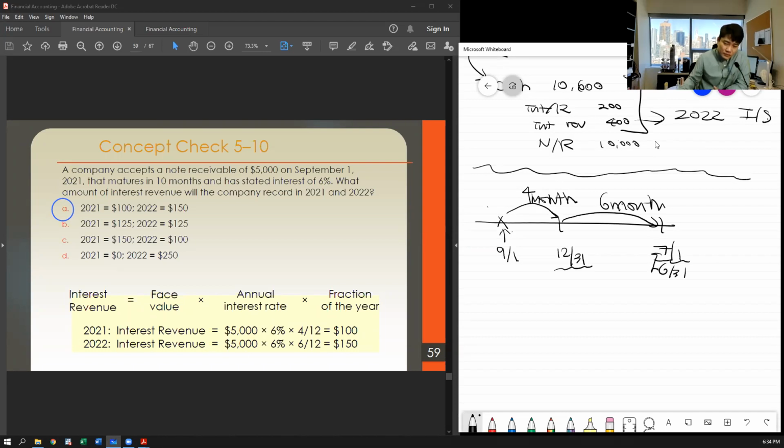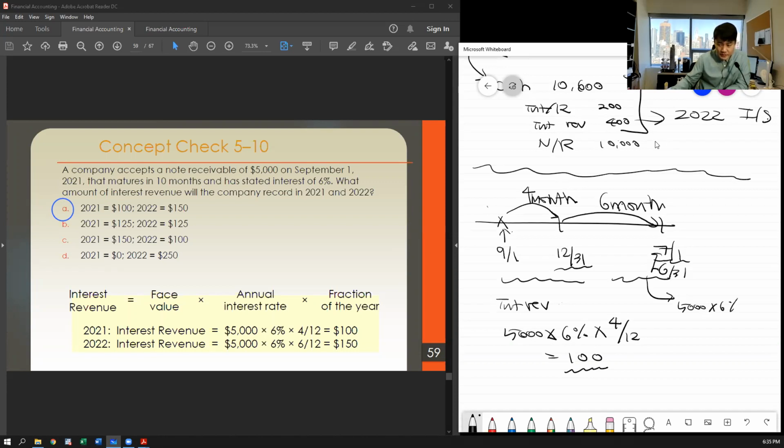From September 1st to December 31st, the interest revenue accrued for that period is 5,000 times the rate of 6% times 4 months over 12. That's 100, if my calculation is correct. So that's going to be the interest revenue in 2021. For the other component, again, the principal amount is $5,000, 6% times 6 months over 12. So that's 150.